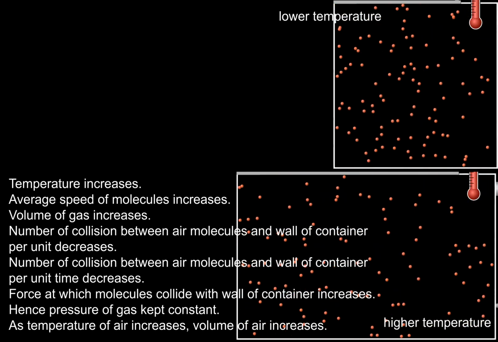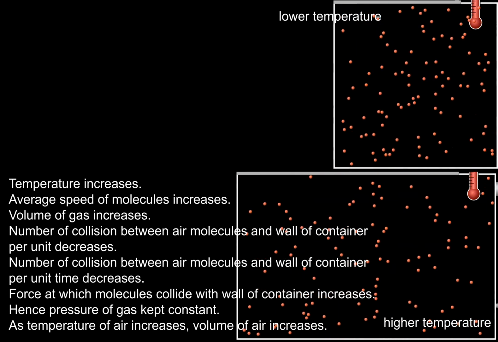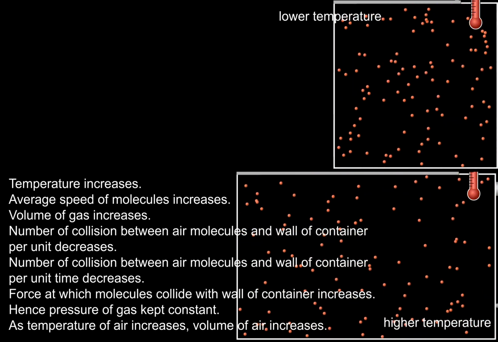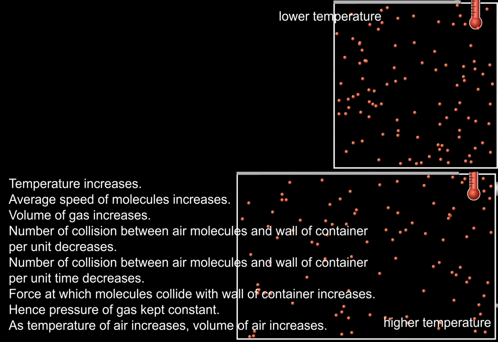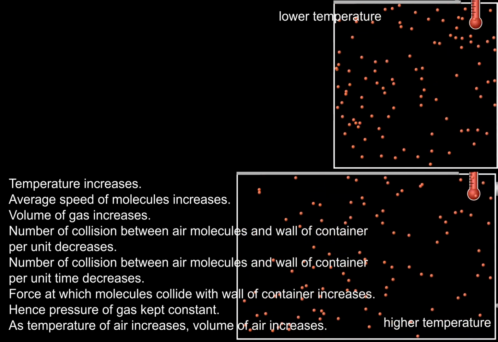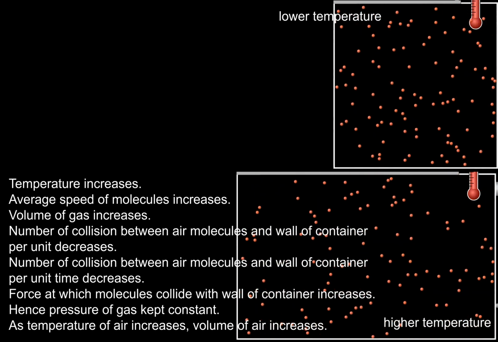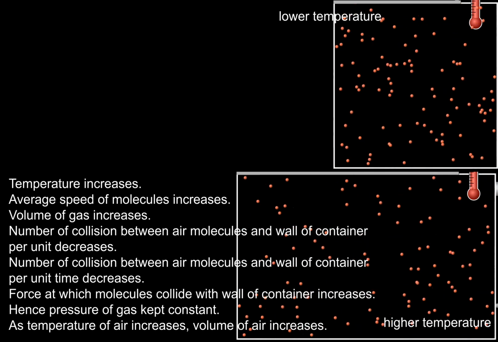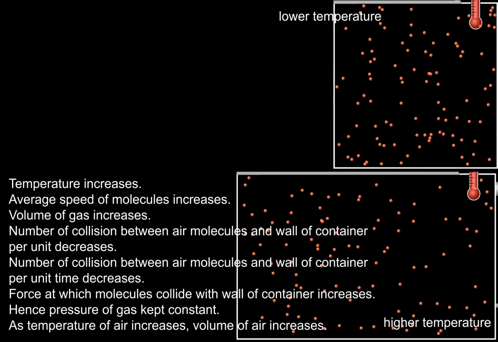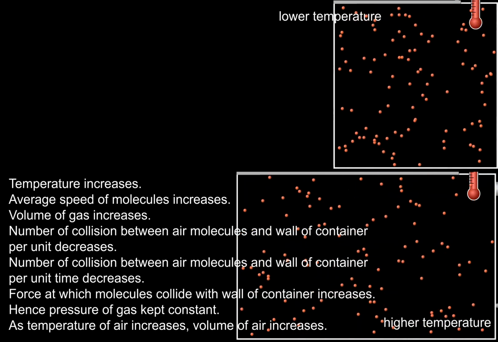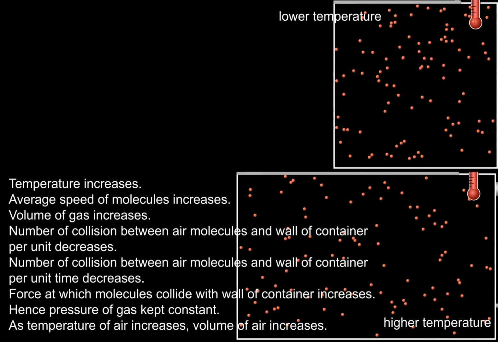Okay, average distance. So if I were to isolate a small section of this chamber, I also notice that the number of collisions per unit area decreases. The number of collisions per unit time also decreases. But note that the average speed of the molecules has increased already. So therefore, the force at which the molecules strike the walls of the chamber also increases.